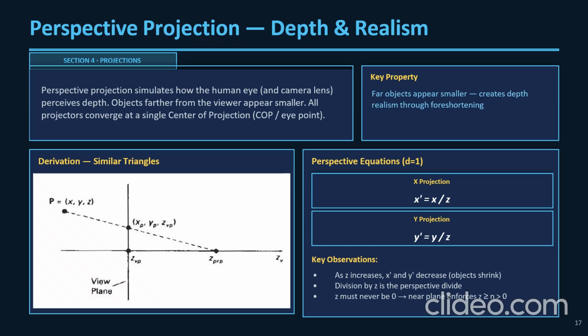Now, perspective projection closely resembles how the human eyes see the world. Objects that are farther away appear smaller, creating a realistic sense of depth, and all the projection lines converge at a single point called the center of projection. This type of projection is widely used in game simulation, films, and virtual reality because it provides a natural looking view.